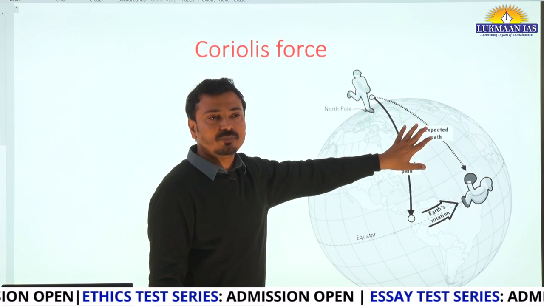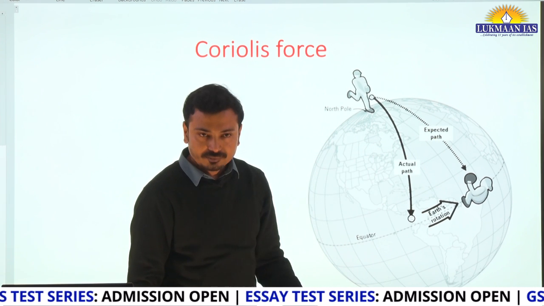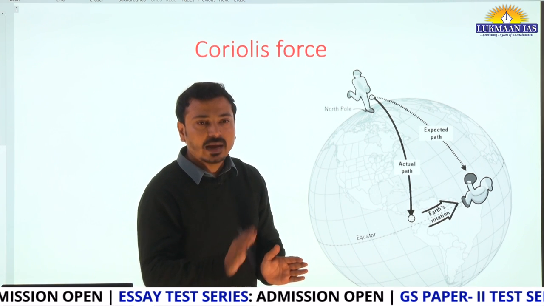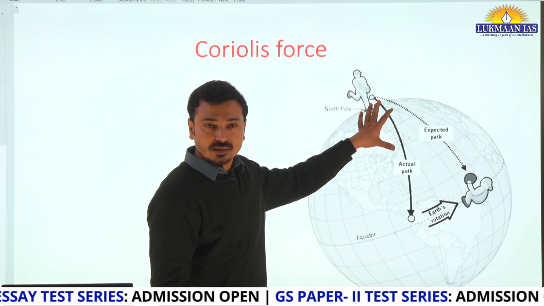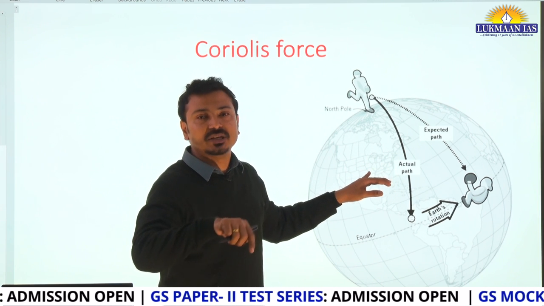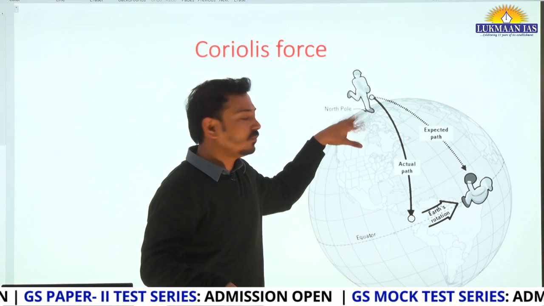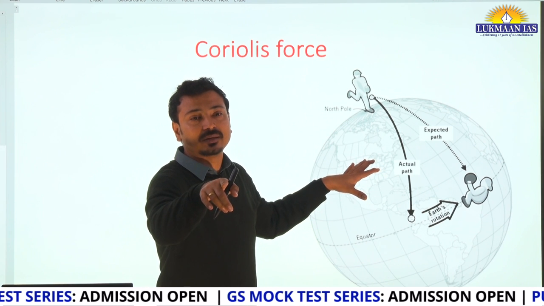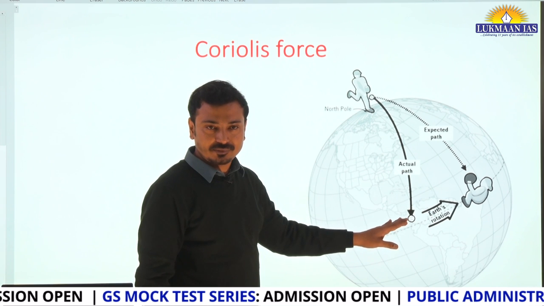Now this phenomenon is very prominent in movement of wind. So winds are deflected towards the right, and ocean currents are also deflected towards the right in the northern hemisphere. In a similar manner, the cyclone formation and the movement of wind in the cyclones is influenced because of Coriolis force. In the same manner, yesterday we talked about the meandering of the rivers. It is influenced by this effect.